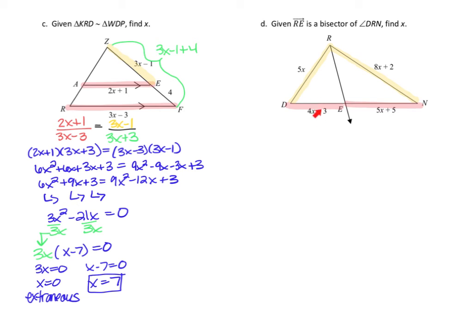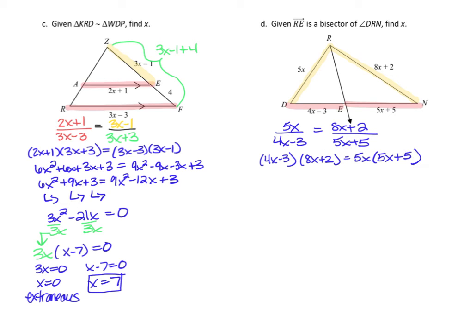For this one, I'm going to set up within ratios. So I have 5x over 4x minus 3, and that is equal to 8x plus 2 over 5x plus 5. When we cross multiply, we get 4x minus 3 times 8x plus 2, and then 5x times 5x plus 5. Let's go ahead and FOIL on the left side.